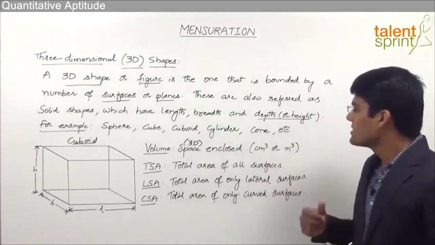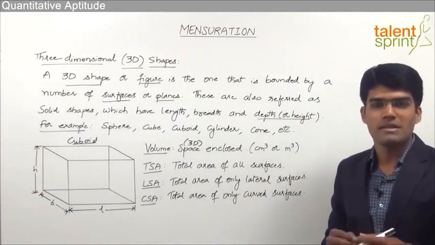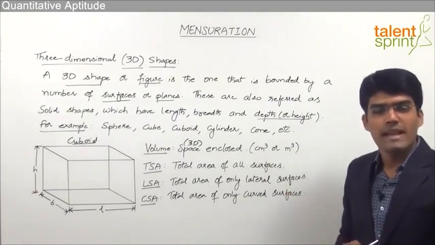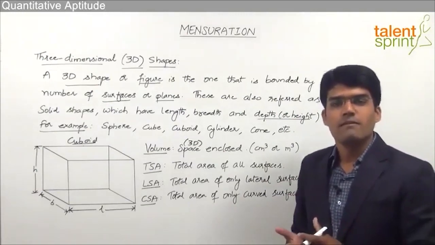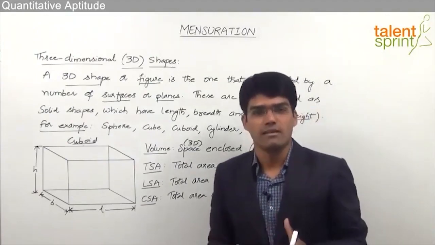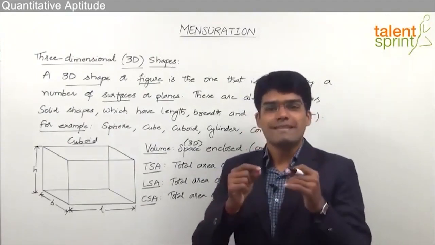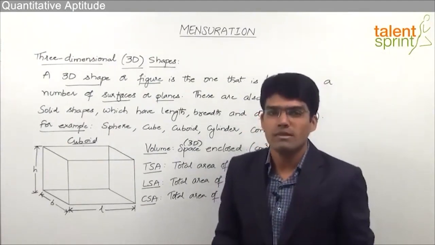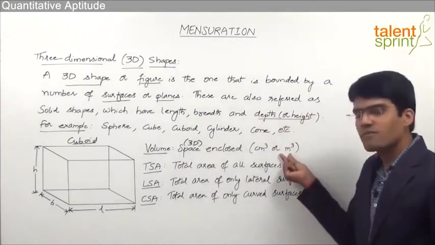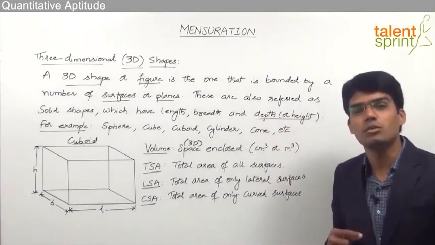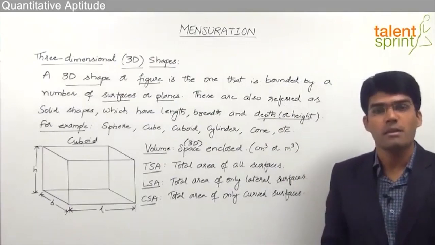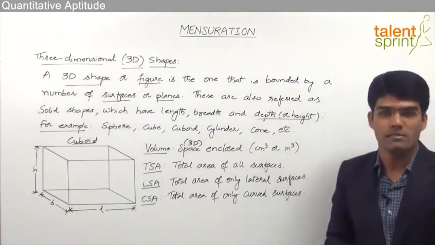And volume is generally measured in terms of centimeter cube or meter cube. These are the standard units. So like as we have seen in case of area, we measure area in terms of meter square, where meter square is the area of a square of side 1 meter. Here volume is measured in terms of meter cube. So 1 meter cube is the volume occupied by a cube of side 1 meter.